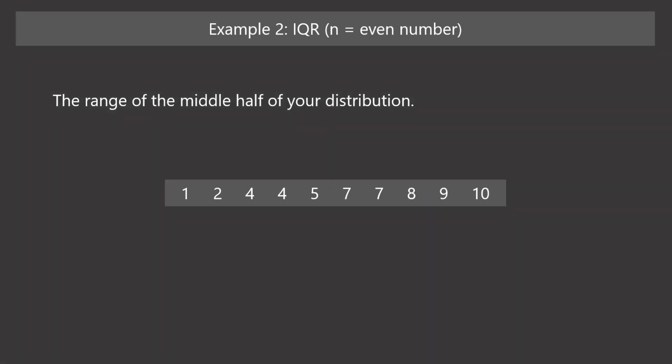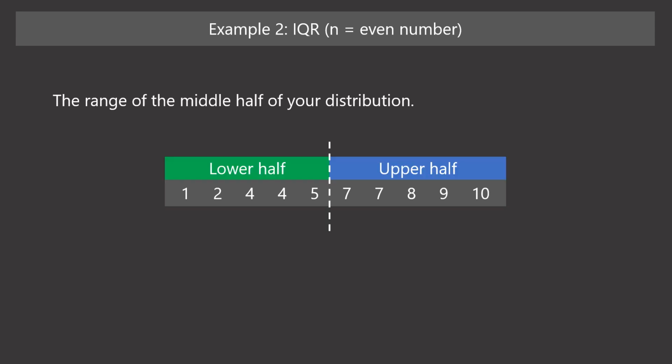Let's look at another example. Here's a dataset which consists of 10 observations. Thus, the total number of observations is an even number. The data are sorted from the smallest to the largest. We can divide the data into the lower half and the upper half, so that each contains the same number of observations.